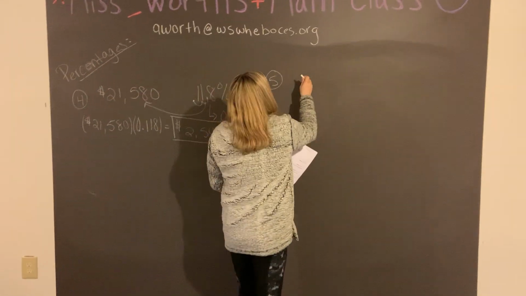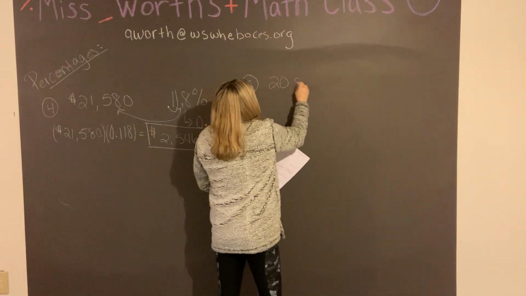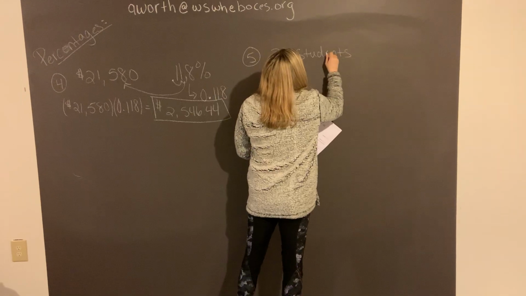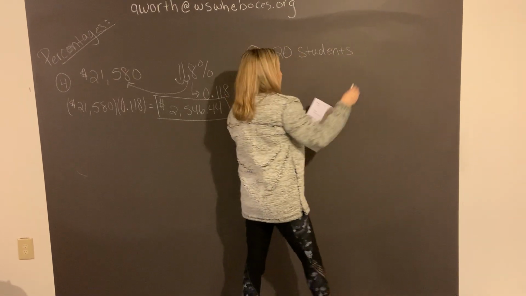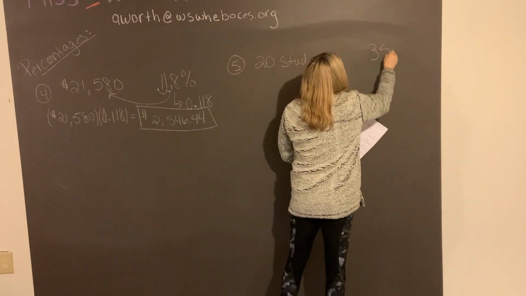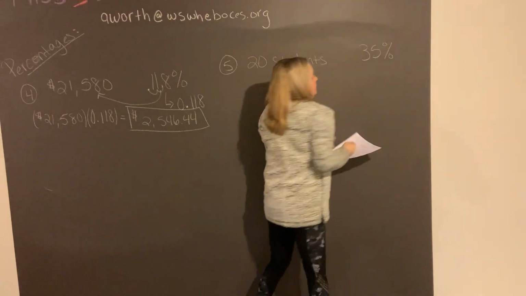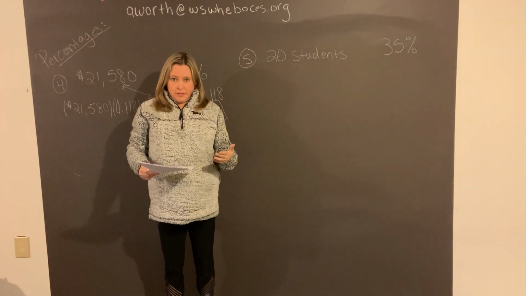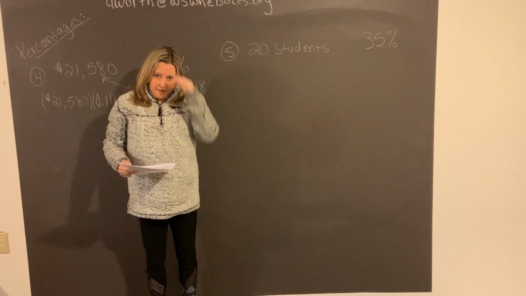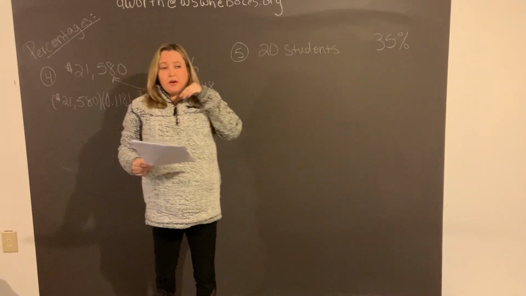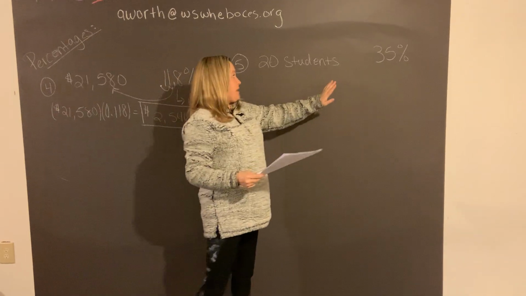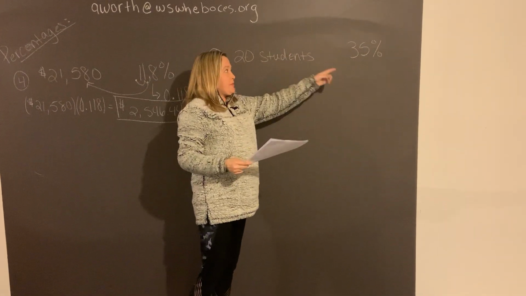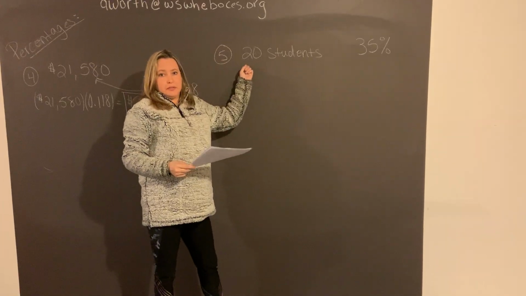So again, we have 20 students, and we have the fact that 35% of them are interested. Again, read the question, okay? Figure out what I have to answer. How far do I have to go? So if I know that 35% of these 20 students are interested, all I have to do is figure out what 35% of 20 is.